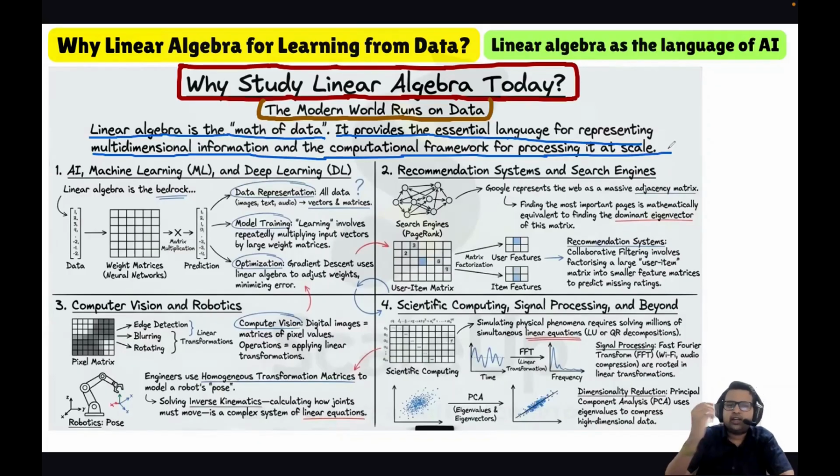So now it's very clear to us that in the modern world, we are dealing with data, and we need some mathematical tools so that we can efficiently handle that data. We can represent that data, we can process that data in an efficient manner, and linear algebra is that tool. Using linear algebra we can represent multi-dimensional information, and it also provides us the computational framework for processing data at scale.